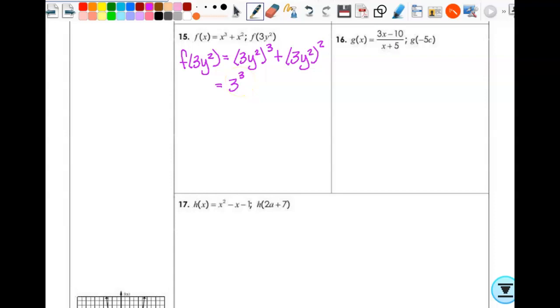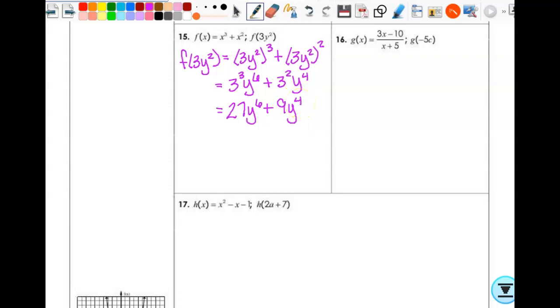What do I do with the exponents? Multiply them. When it's power to a power, you multiply. So this will be y to the 6th plus 3 squared y to the 4th. So then what is 3 cubed? 9 times 3, which is 27. Y to the 6th plus 9y to the 4th.